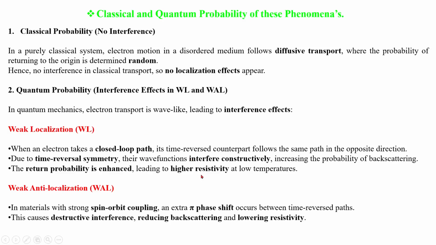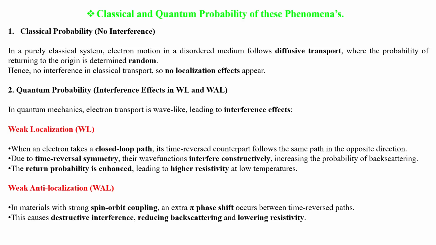Because of coherence, that is, the constructive and destructive interference of the electrons, the returning probability is very high, leading to higher resistivity at low temperatures in the case of weak localization. Because of the constructive interference, we will discuss this further in later slides with various animations. Weak antilocalization occurs in spin-orbit coupling materials, where between the spins there is a pi phase shift, leading to destructive interference, reducing back scattering and lowering the resistivity. We will discuss weak antilocalization also with several animations.